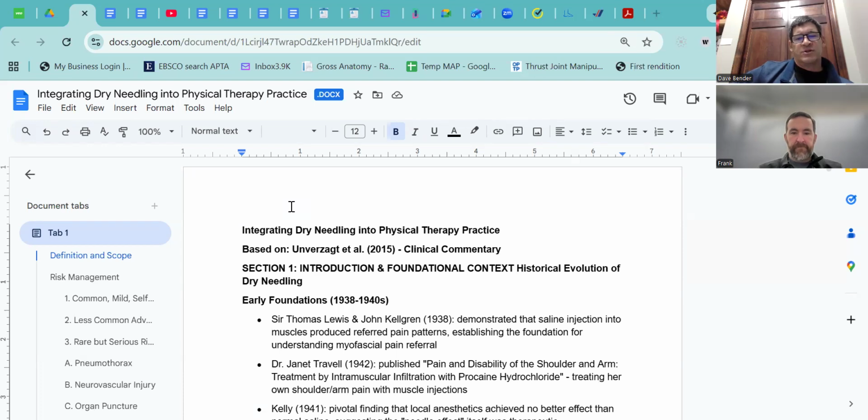This article now, it's pushing 10 years old, but the foundational information that it has is still very valid, and it's a great article to really just give us that foundational knowledge in dry needling and physical therapy.